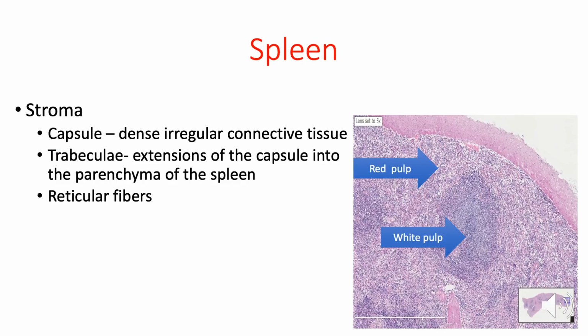Just like the lymph nodes, the spleen also has parenchyma and stroma. In terms of parenchyma, you have the T cells and the B cells plus the macrophages. And in terms of stroma, the same structures. You have the capsule, trabeculae, and the reticular fibers.